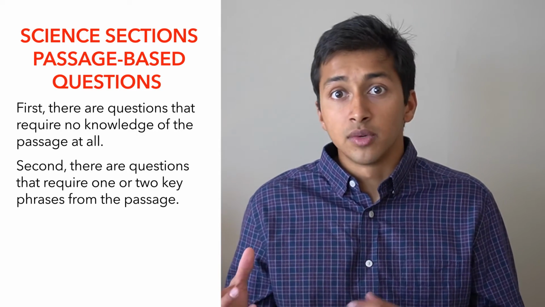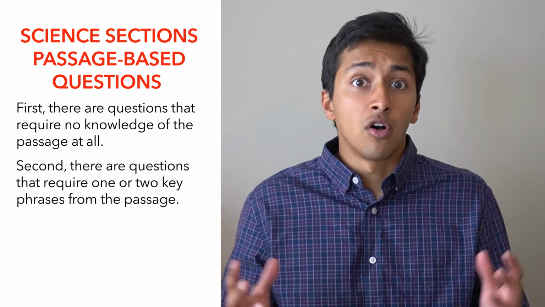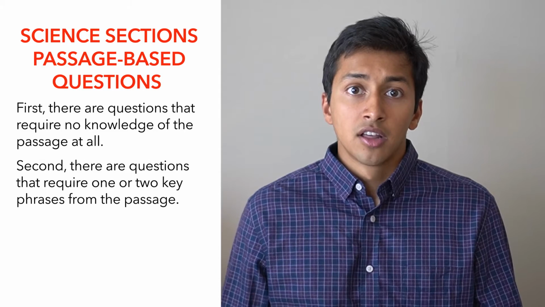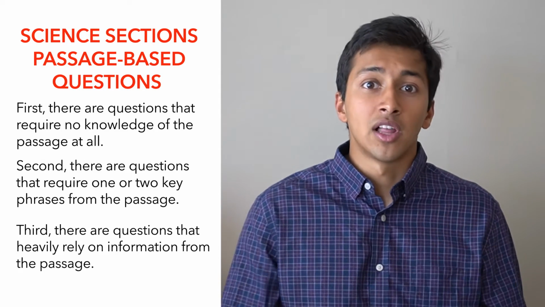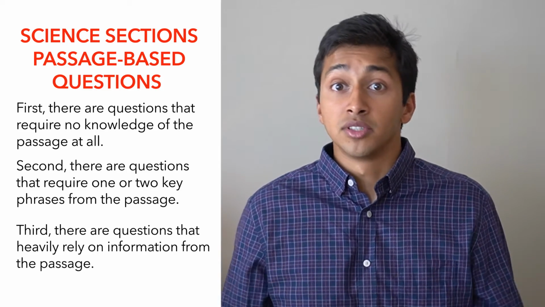For instance, you might need to read the passage to understand that an inhibitor, specifically a competitive inhibitor, is involved, or that the wavelength of light used falls in the visible spectrum. Third, there are questions that heavily rely on information from the passage. These questions tend to assess your knowledge of experimental design.